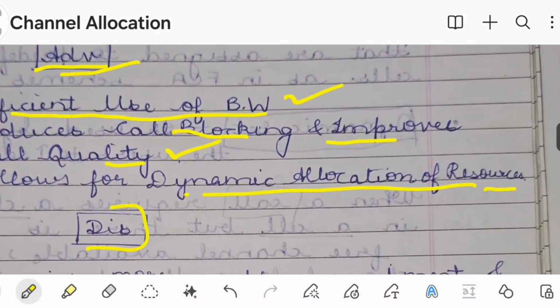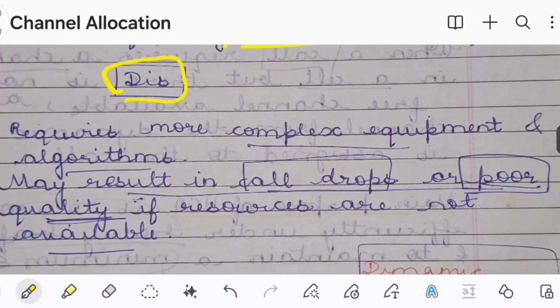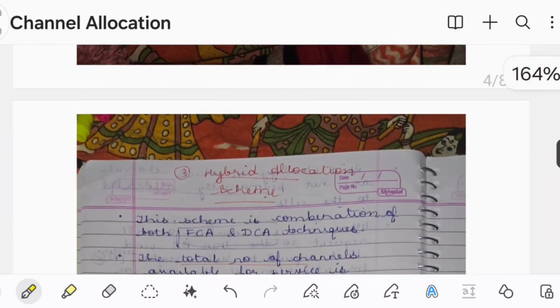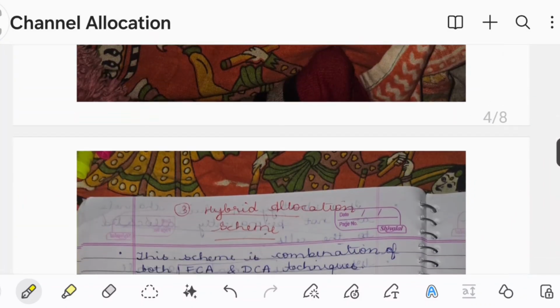Then what are the disadvantages? It requires more complex equipment. Algorithms may result in call drops or poor quality if resources are not available. So this one is for now, then we will study the rest in the next video.